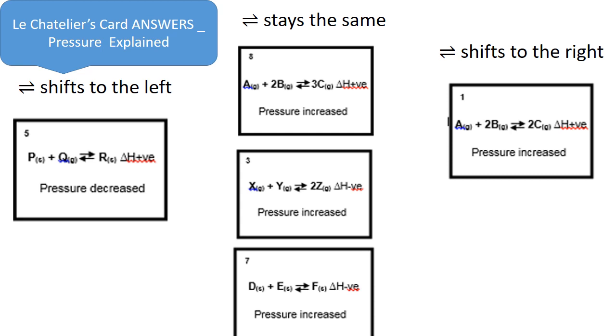So if we look at the left hand side, we've got 1 mole of P, 1 mole of Q, so we've got 2 moles on that side, and on the right hand side we only have 1 mole of R. So if we decrease the pressure, favour the side with more molecules, it's going to shift to the left.